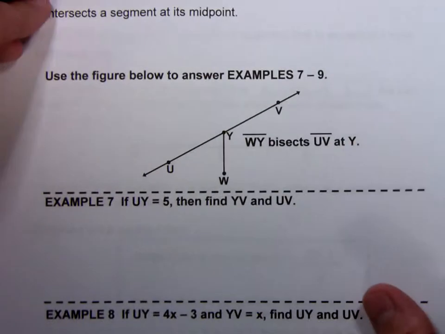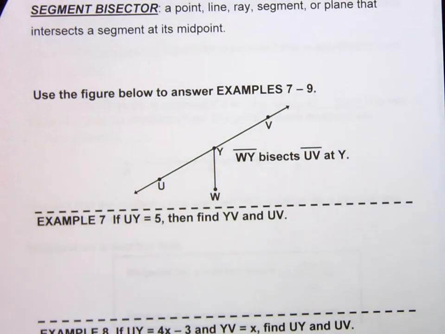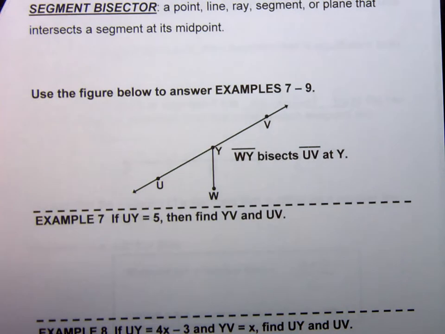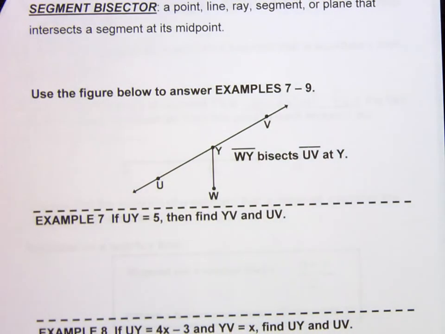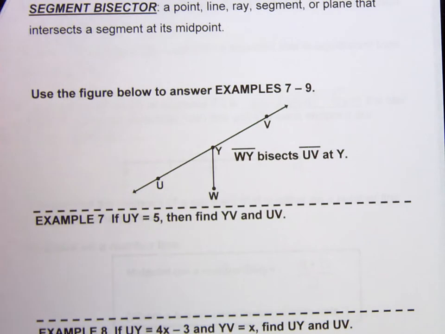All right, let's talk about what a segment bisector is. A segment bisector can be a point, line, ray, segment, or plane that intersects a segment at its midpoint. When you bisect something, you split it into 2 congruent halves. You split it right through the middle into 2 congruent halves. So if I have a 10-foot pole and I bisect it, I'm splitting it into 2 5-foot poles. I'm splitting it right down the middle. That is a segment bisector. It intersects at the midpoint. It splits it into 2 congruent halves.